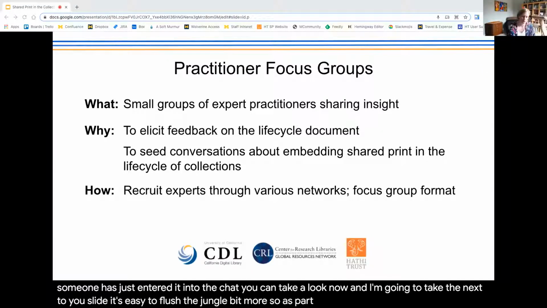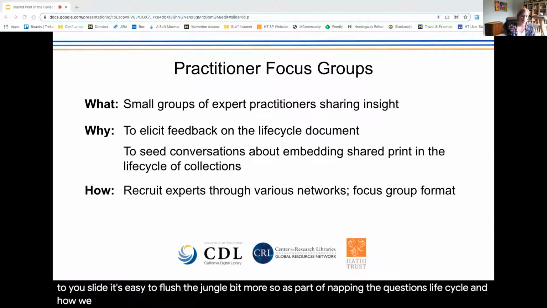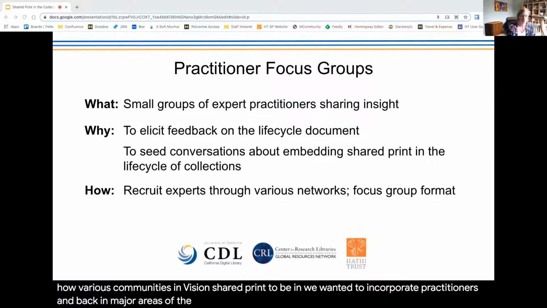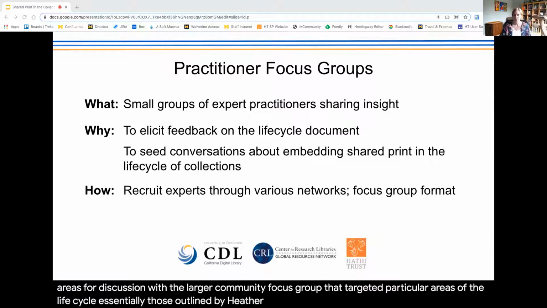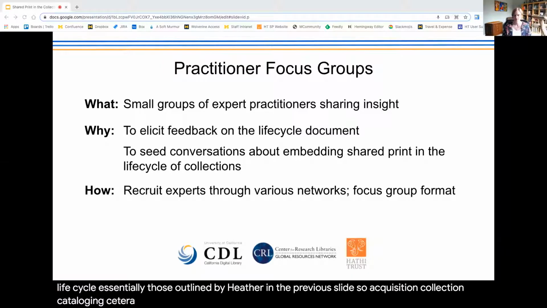So as part of mapping the collection's life cycle and how various communities envision shared print fitting in, we wanted to incorporate practitioner feedback in major areas of the collection's life cycle in order to refine the vision and also surface areas for discussion with the larger community. So to do this, we designed focus groups that targeted particular areas of the life cycle, essentially those outlined by Heather in the previous slides. So acquisition, selection, cataloging, etc. This gave us the opportunity to hear in depth from practitioners specializing in those areas.